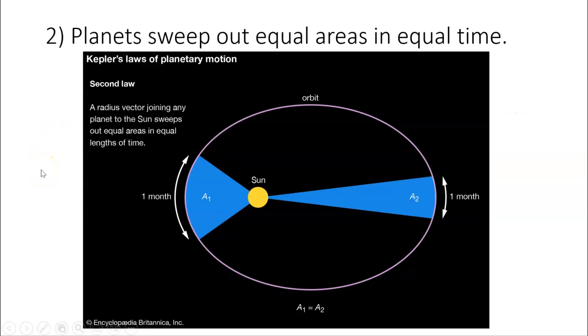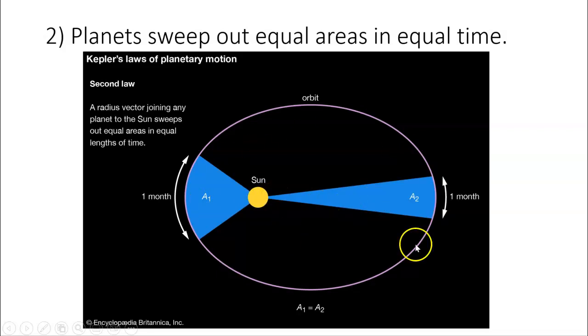Second law says that these objects in orbit will sweep out equal areas in equal time. Well, that means if you get close to the object you're orbiting, you speed up a lot. When you get farther away, you slow down. But if you look at a month of the Earth's motion around the sun, and you take a pie slice of that orbit, and you compare it to a month on the other side when it's going slower, those two areas will be exactly equal to each other.